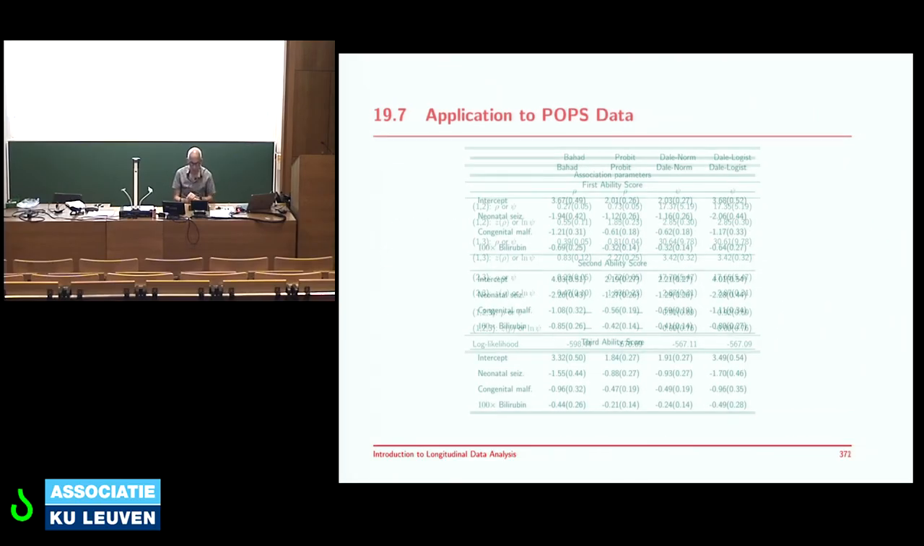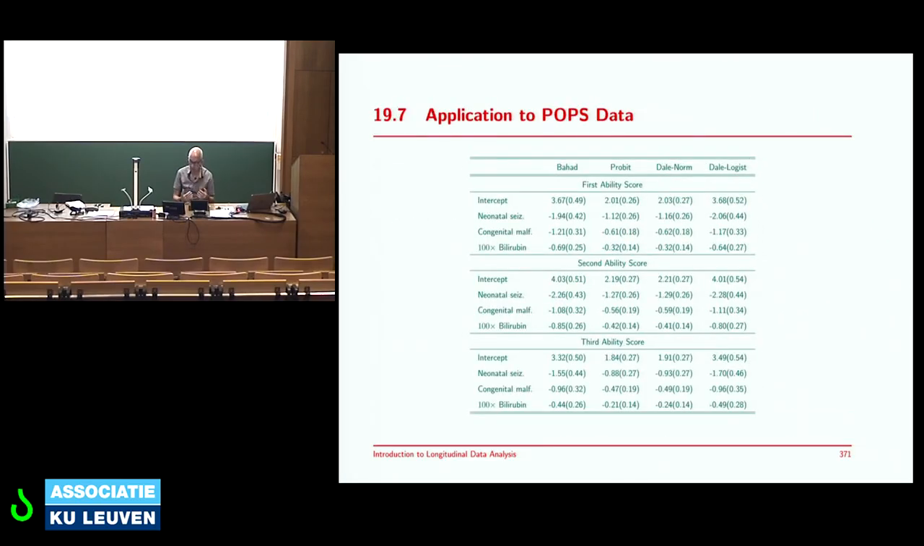In brief, the probit model and the Dale model are both models based on an underlying continuum that I discretize. The Bahadur model starts with underlying logits. The Dale model, I can couple to logits, but I can also couple marginally to probits, to normal distribution. So in other words, the middle models have a normal underlying variable, so they are actually probit regressions. The outer ones are logistic regressions.